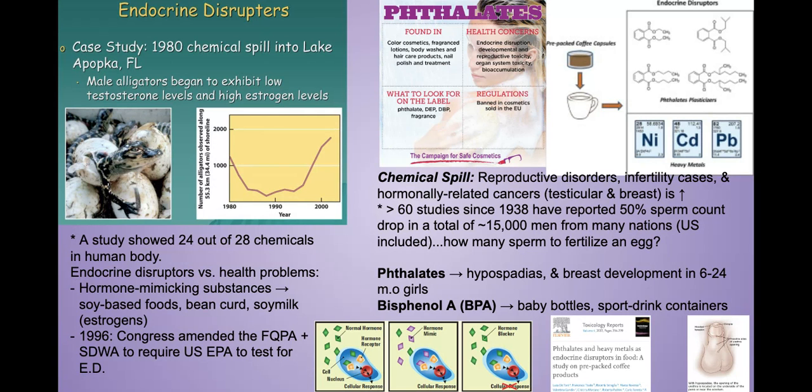So endocrine disruptors could be heavy metals, right? Like I told you, we have some heavy metals that could also cause effects like this. Now, a chemical spill can cause reproductive disorders and infertility cases. They started studying the effects of that, and they found that some of the problems could be testicular and breast cancers, for example, and how those have increased since they found other chemicals.